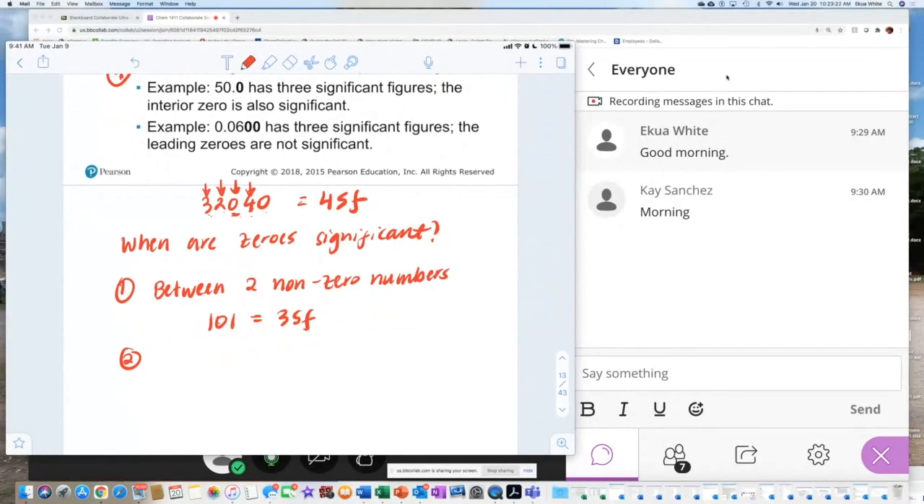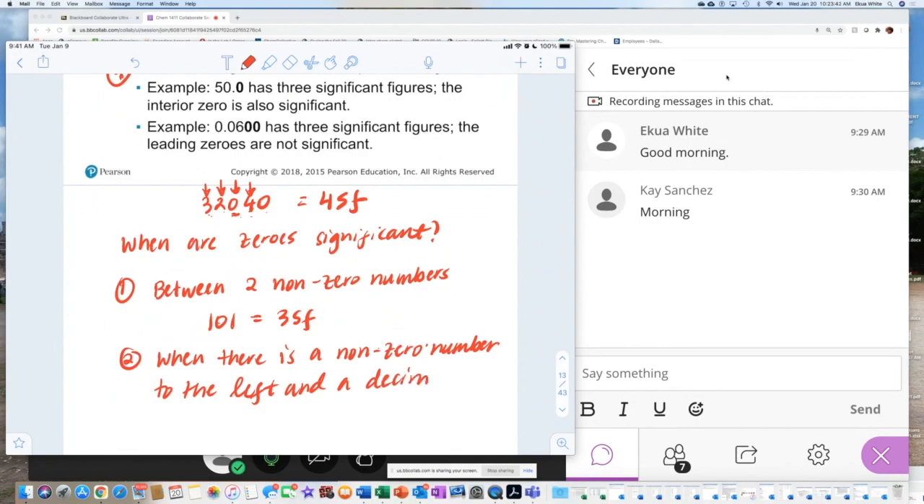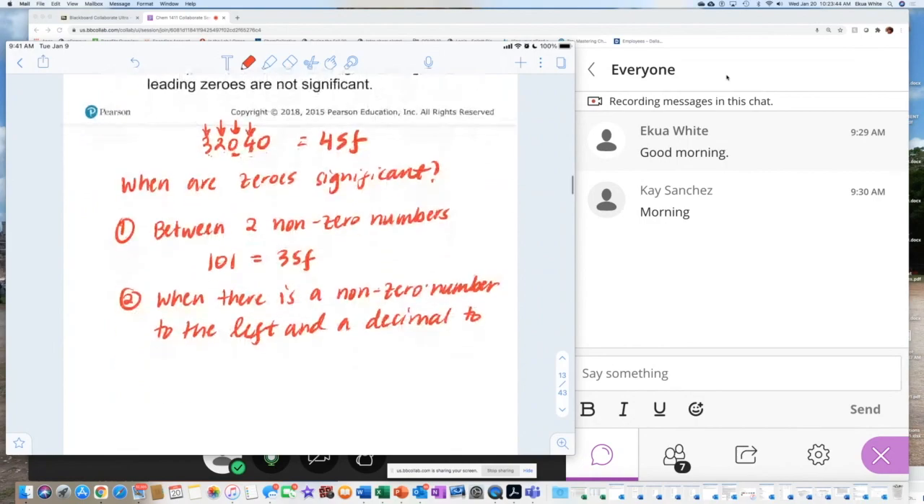So I'll say, when there is a non-zero number to the left and a decimal to the right.